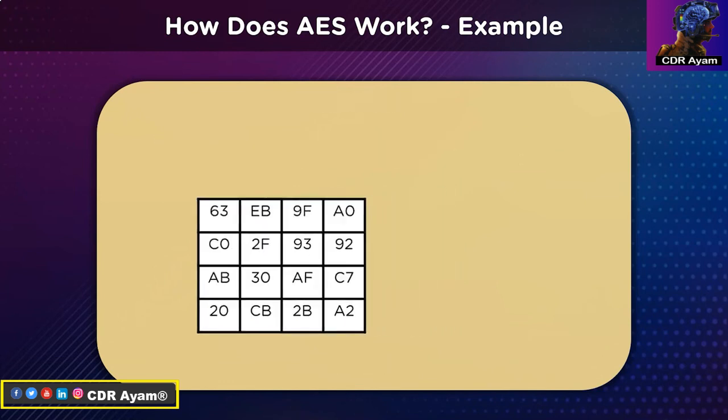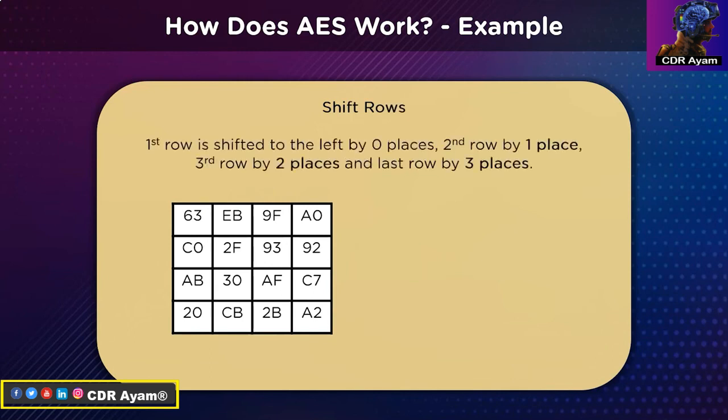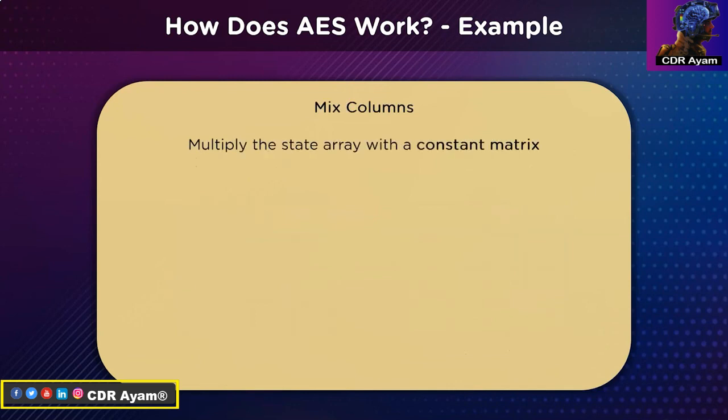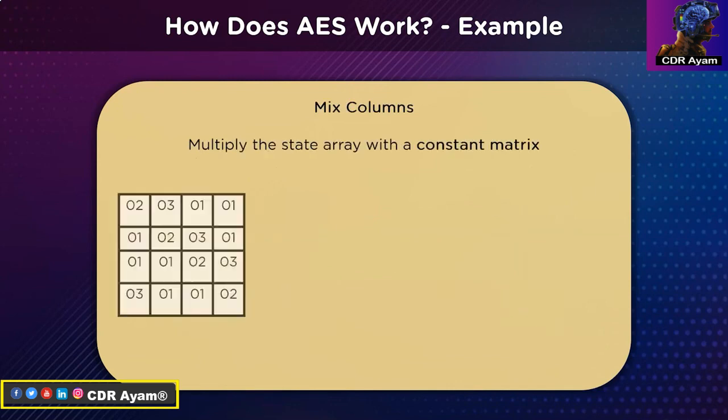And during the shift row segment, the value in the first row is shifted to the left by 0 places, while the value in the second row is shifted to the left by 1 place, with the value in the third row shifted to the left by 2 places, and the value in the last row shifted to the left by 3 places. And in the mix column segment, the output from the shift row segment is multiplied with a constant matrix in order to generate a new state array.